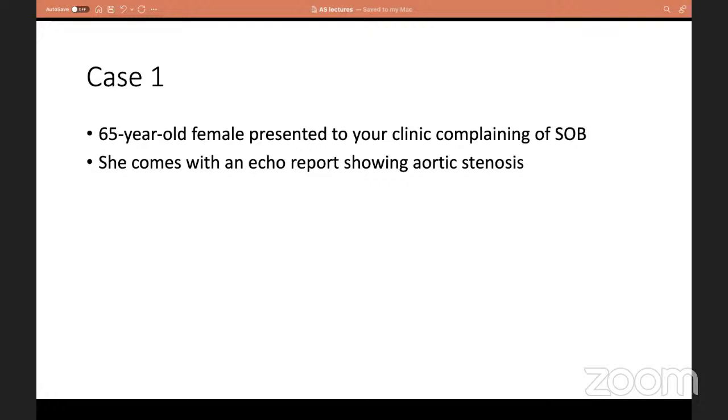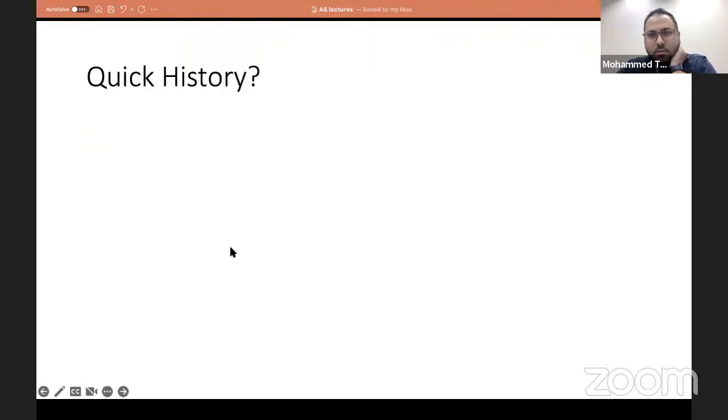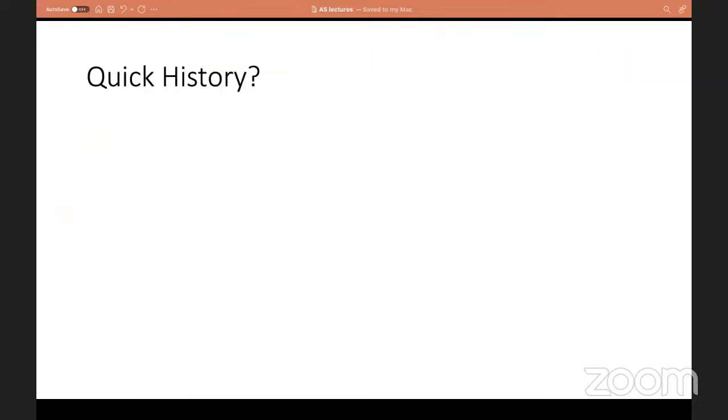A 65-year-old female presented to your clinic complaining of shortness of breath. She comes with an echo report showing aortic stenosis. Perfect. So she comes to your clinic. This patient is 65 years old. What do you want to do? I will take history. I will do examination. Perfect. Quick history. So what do you want to ask her?